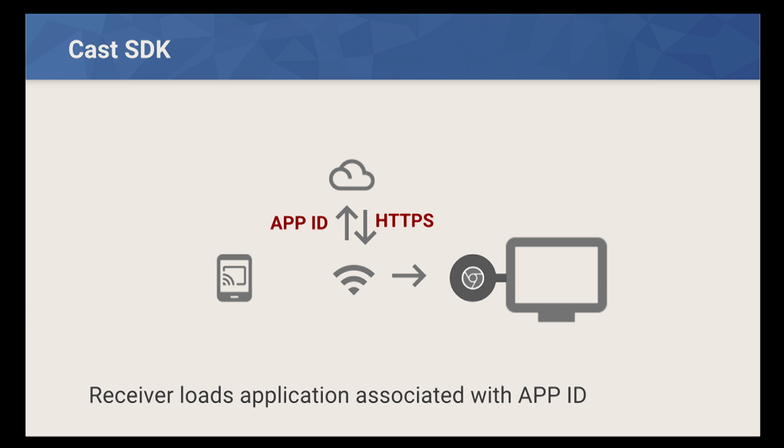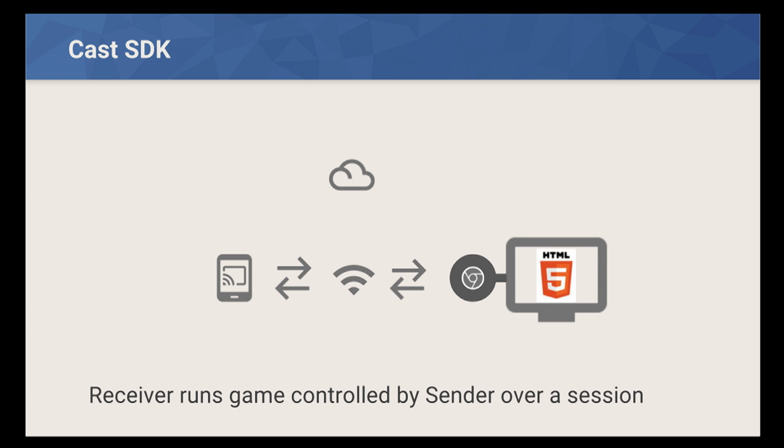Once a device is selected, the receiver device basically fetches the URL. If we're doing a web application, it fetches the URL that is attached to the app ID, starts a session on the receiver, and then tells the sender that the session is ready to communicate and send and receive commands. So let's say a web application is now running on the receiver, an HTML5 web application.